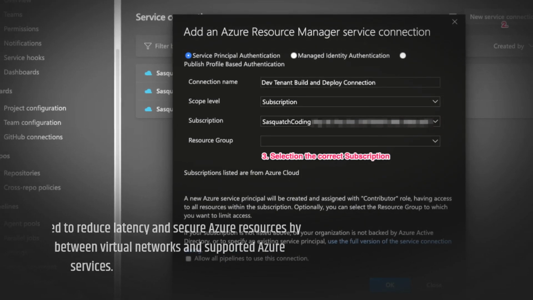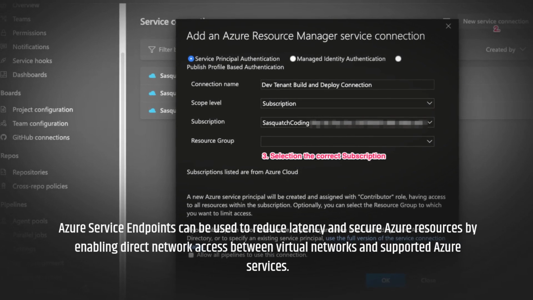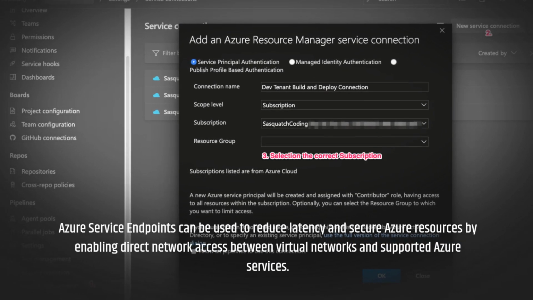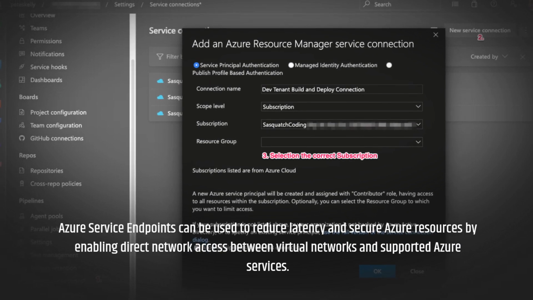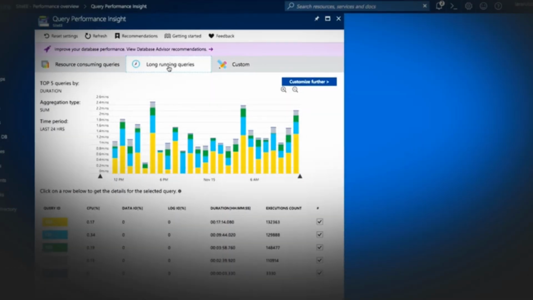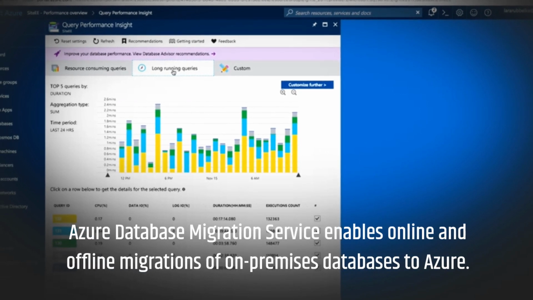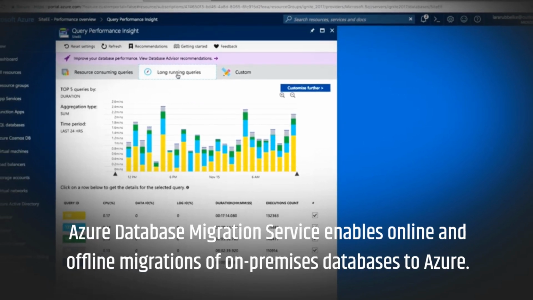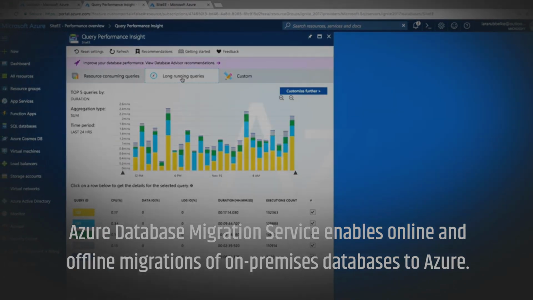Azure Service Endpoints can be used to reduce latency and secure Azure resources by enabling direct network access between virtual networks and supported Azure services. Azure Database Migration Service enables online and offline migrations of on-premises databases to Azure.